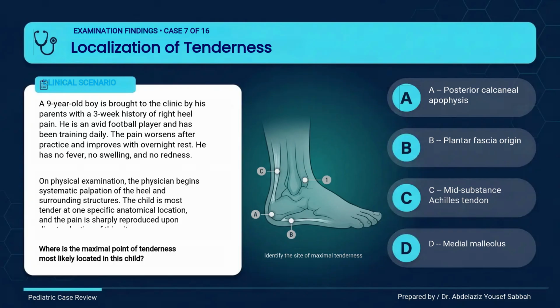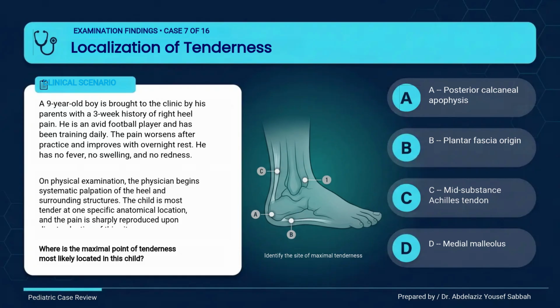Case 7. A 9-year-old boy is brought to the clinic with a 3-week history of right heel pain. He is an avid football player and has been training daily. The pain worsens after practice and improves with overnight rest. He has no fever, no swelling, and no redness. On physical examination, the physician begins systematic palpation of the heel and surrounding structures. The child is most tender at one specific anatomical location, and the pain is sharply reproduced upon direct palpation of this site. Where is the maximal point of tenderness most likely located in this child?